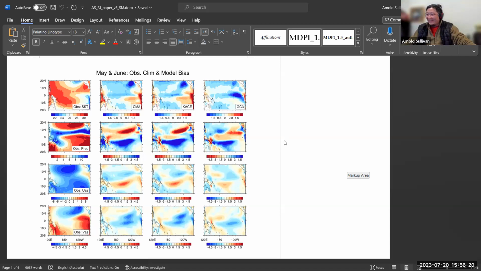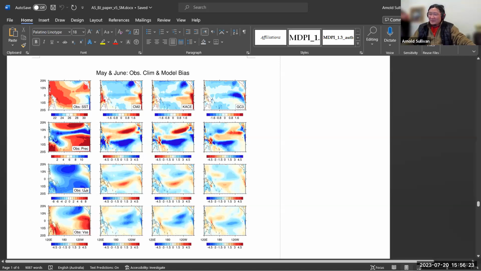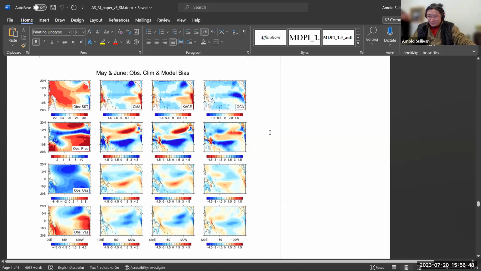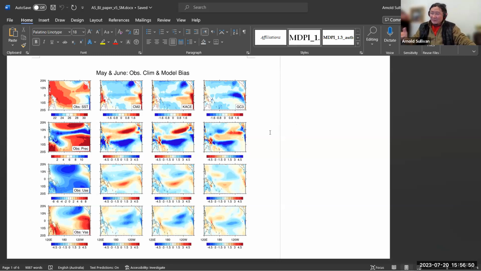Okay, this is the observations of the SST perceived U and V, but that's only focused on May and June, the mean over May and June. And the right-hand side, that's the bias. And we have CM2, KS, and then GC3. It's different, yeah, but from our analysis, our experiment, it seems like the mean state bias is not really driving the decoupling. Thank you.